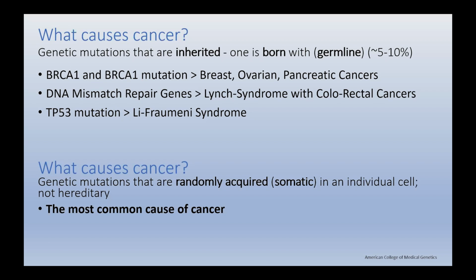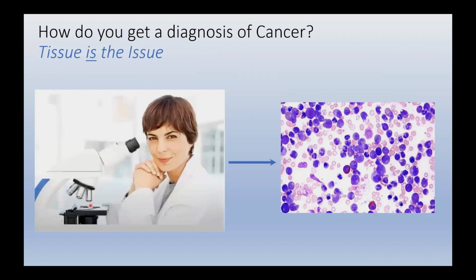Moving on to the randomly acquired types of mutations, which is the most common cause for cancer, as there are too many to list as far as mutations go, but it is the most common cause of cancer. And more often than not, it is a randomly acquired mutation that leads to the development of a cancer diagnosis in a person. So next, how do you get to the diagnosis of cancer?